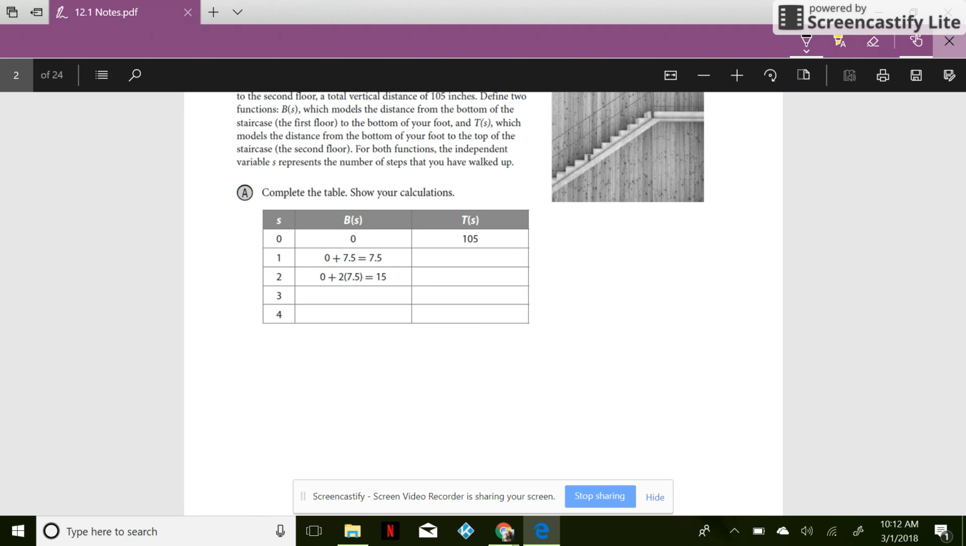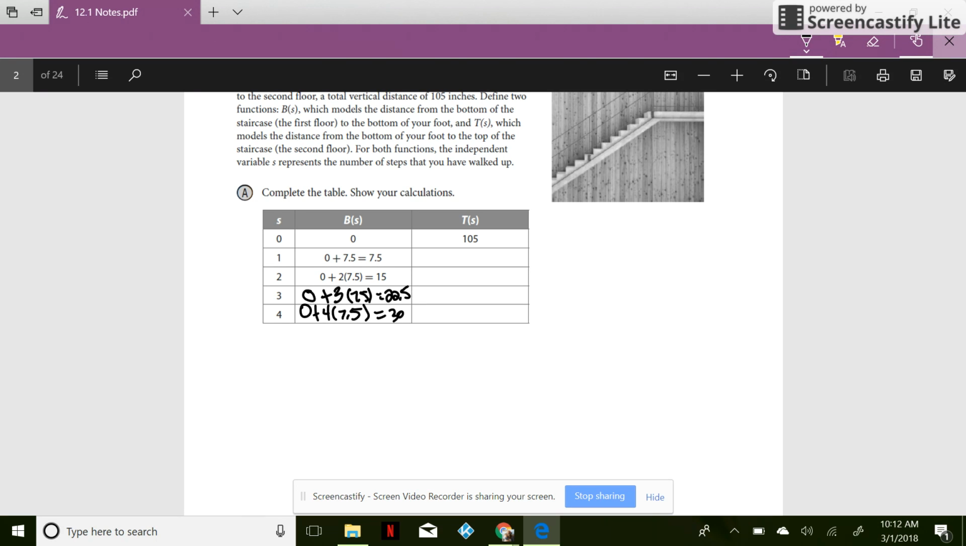Starting with our function BS, that's our distance from our foot as we go up the stairs. We're starting on the floor, so our distance is 0. At the first step, we're adding that 7.5 inches, so our distance would be 7.5 inches. On the second step, we've gone up 2 stairs. So our original height was 0, and we're adding 2 stairs of 7.5 inches each to get a total distance of 15 inches. Hopefully you can see where this is going. Our third step would be 0 plus 3 times 7.5, which is 22.5. And then our fourth step would be 0 plus 4 times 7.5 to get us to 30 inches.